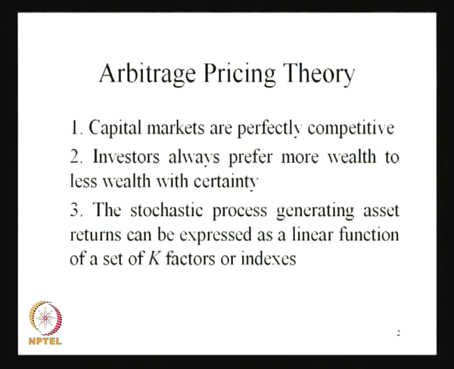The first assumption is that capital markets are perfectly competitive. Investors always prefer more wealth to less wealth with certainty. The stochastic process generating asset returns can be expressed as a linear function of a set of k factors or indexes. Just observe minutely the assumptions this arbitrage pricing theory is taking. The first assumption talks about capital markets being perfectly competitive.